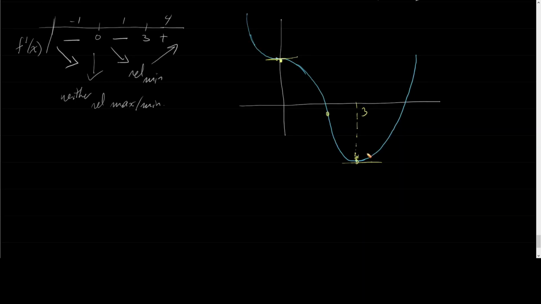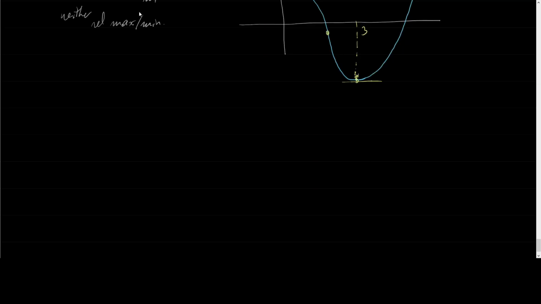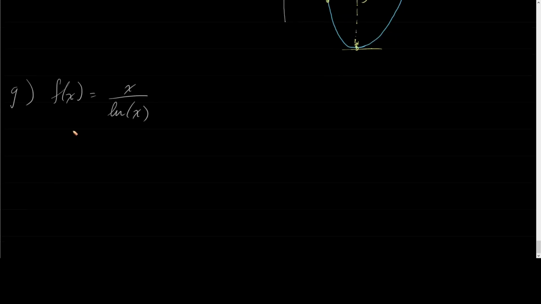All right, let's do another one. Let's say that I have f of x is equal to x over ln of x, right? And again, the idea here is to classify the relative extrema. So we need to find first the critical values to figure out where the relative extrema are. So to do that, the critical points are where f prime of x is equal to 0 or undefined, right?